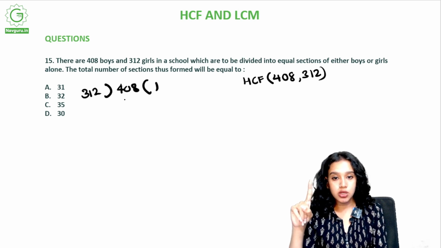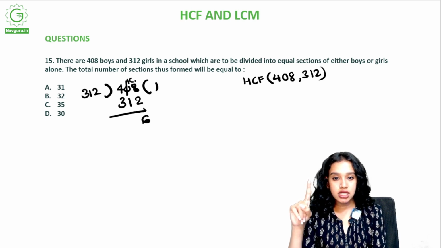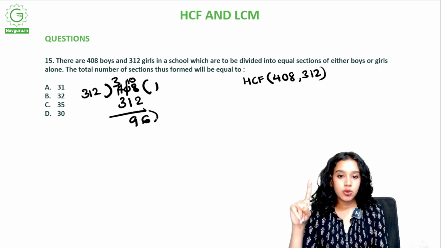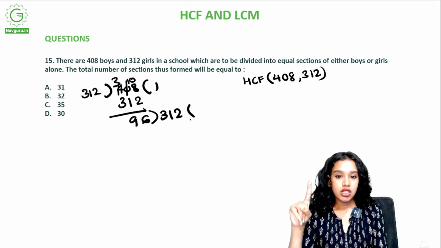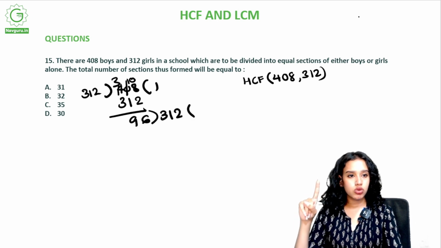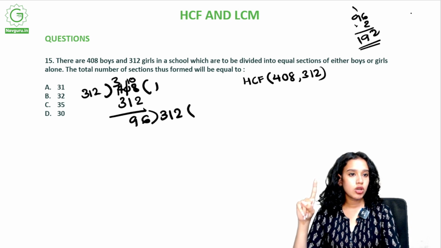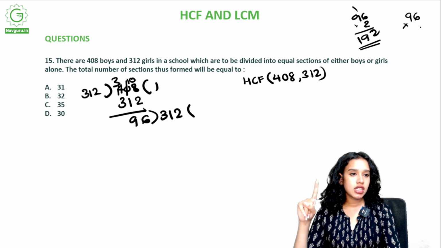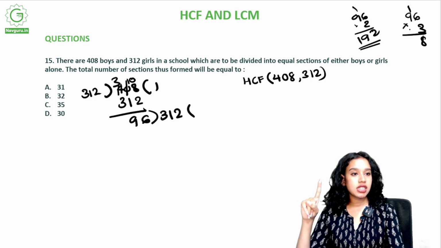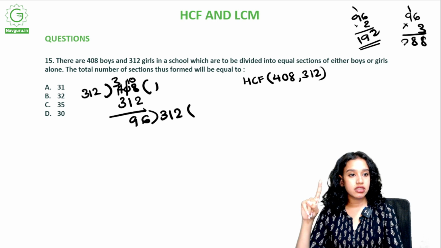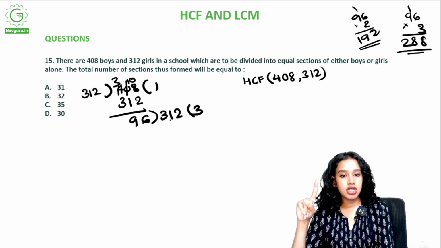So obviously this is 1 times. We have 3, 1, 2. 8 minus 2 is 6. This is 10 and this would be 3. So we have 96 and we'll take 3, 1, 2 inside. So what is 96 into 2? It's 6, 2 is a 12, 9, 2 is a 18 and 19, 192. What about 96 into 3? 6, 3 is a 18, 9, 3 is a 27 and 28. So this would be the closest number. So 3 into 96 is 288.